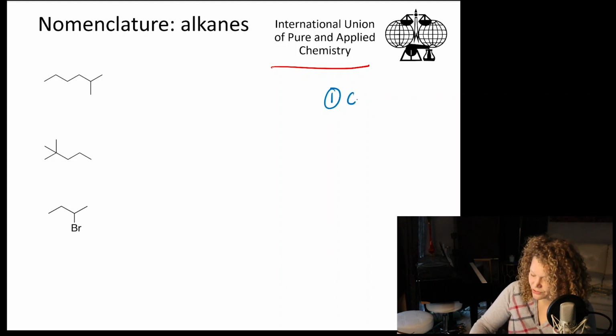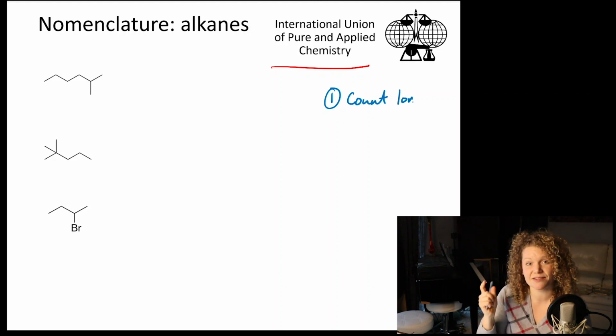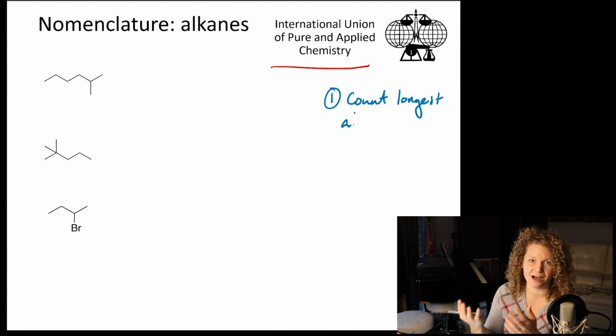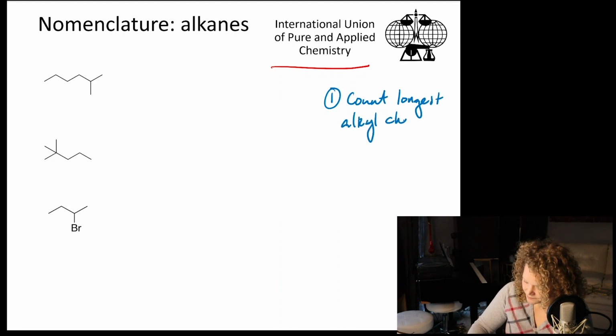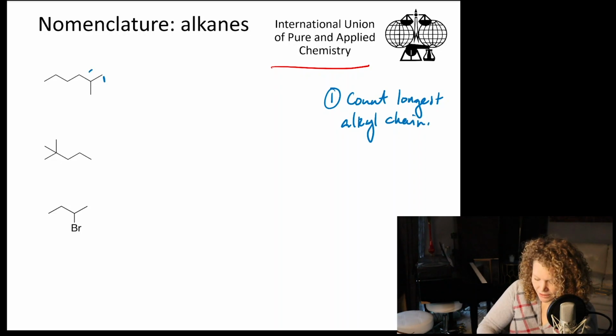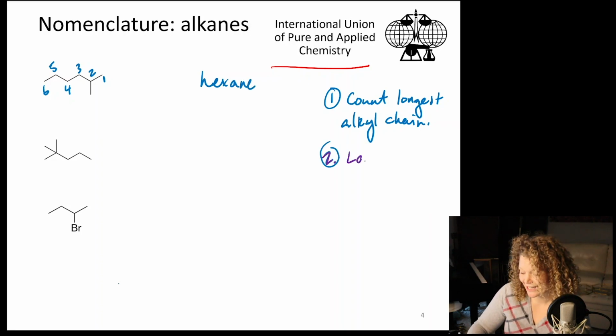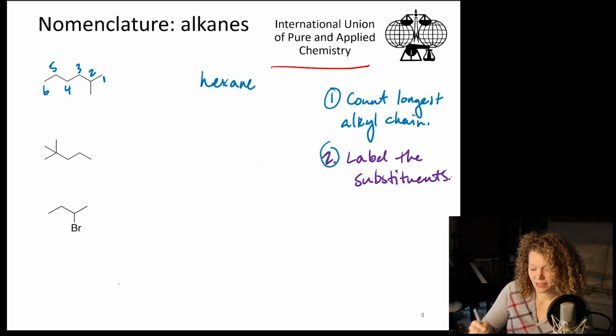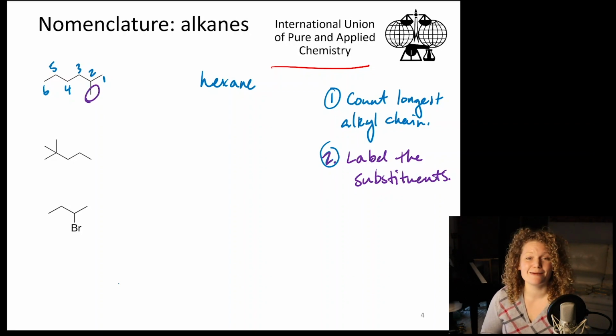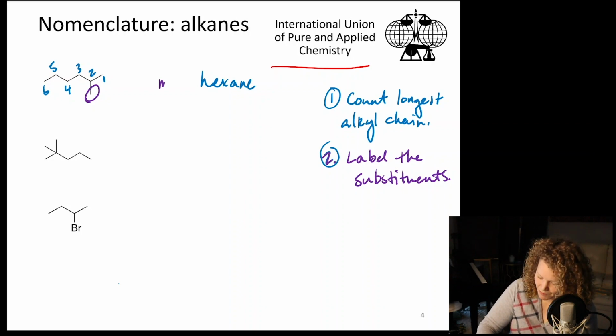The first thing that you're going to do is you're going to count the longest alkyl chain, and this is going to give you the parent or the base of your compound. So on this example, 4, 5, 6, there are 6 carbons here. So our base name here is going to be hexane. The second thing you're going to do, label your substituents. In our case here, we have 1 methyl group. So we're going to put methyl in front of hexane.